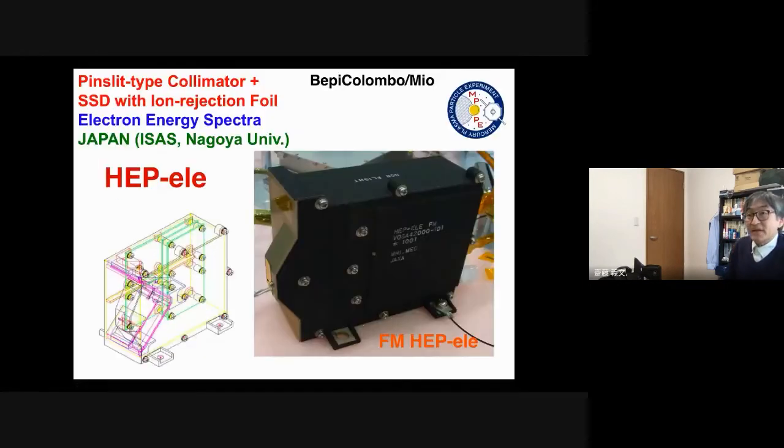Another example of a high-energy electron sensor is shown here. This is a high-energy electron sensor on board the Bepi-Colombo MEO spacecraft. And this is a pin slit type collimator plus solid-state detector with ion rejection foil. It measures electron energy spectra, and it was developed at ISAS and Nagoya University in Japan.